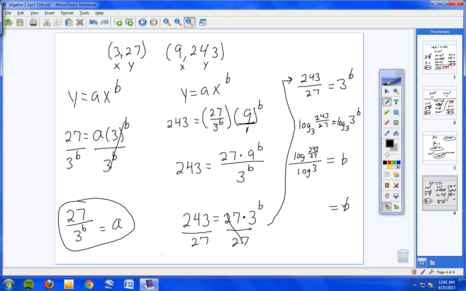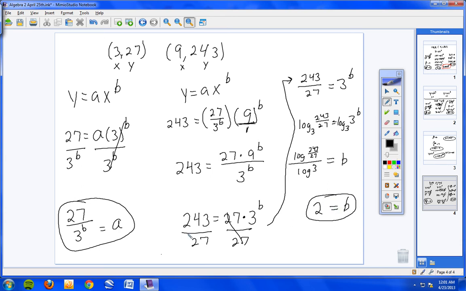So, clear your screens. Log of 243 divided by 27. I would definitely close your parentheses and then hit divide, okay? And then log of 3, log of 3. And I am getting, for that, 2. I'm getting out 2. So b equals 2, okay?